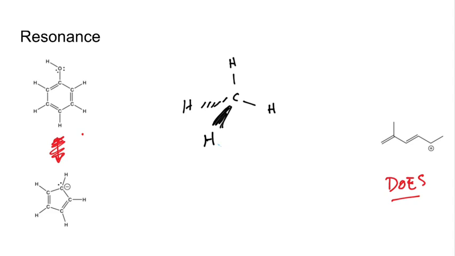Yes, sir? I just want to clarify, it sounds like a dumb question, but the wedge means it's coming towards me, like in a 3D space? Yep. And then the dashes mean it's going behind? Yep. The opposite. I just wanted to make sure of that. Nope, it's absolutely right.